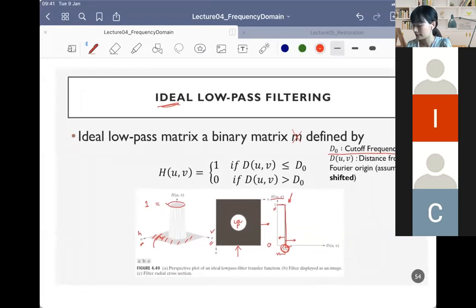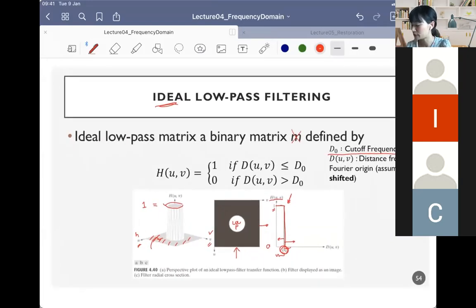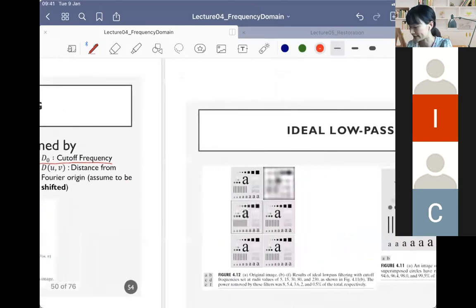So now we are working in the frequency domain. We're now in the frequency domain because you see the H is capital, and we are also going to work with the image in the frequency domain as well. So let's see the next image.